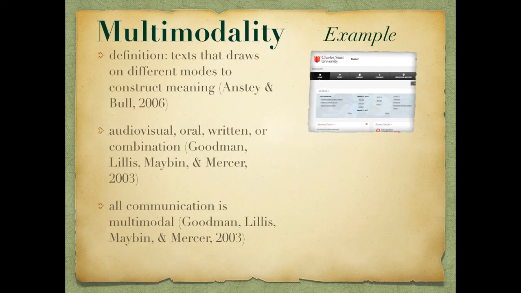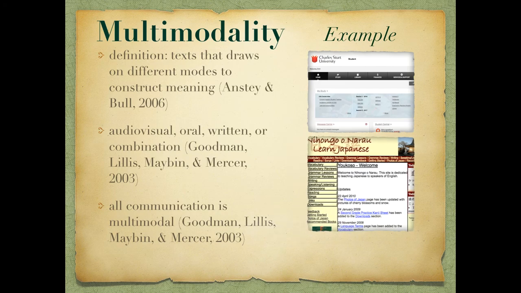A multimodal text is a text that draws on different modes to make meaning. A mode is the means by which the communication is inscribed, whether audiovisual, oral, or written. All communication is inherently multimodal as we draw on different channels to communicate meaning.